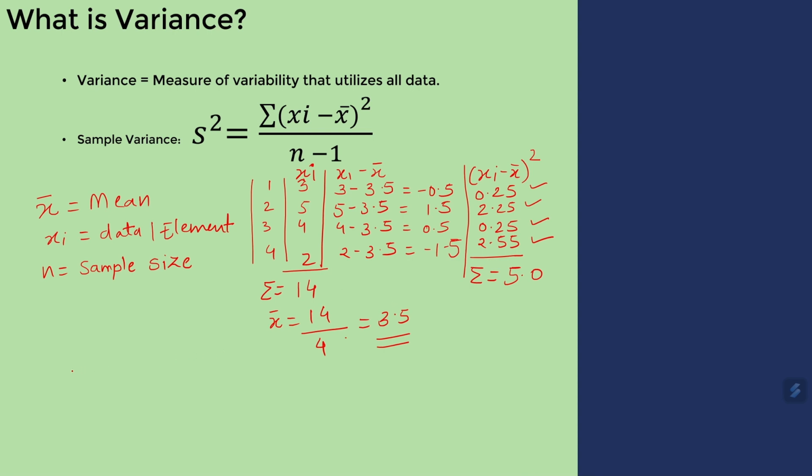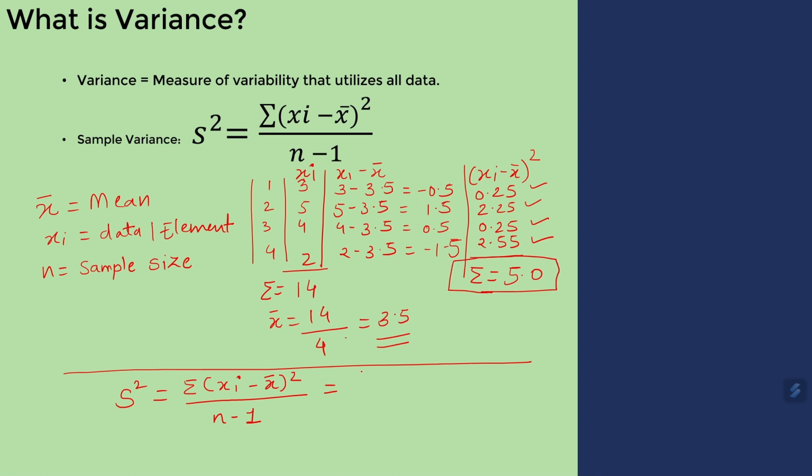Now let's calculate the variance. What is the formula of variance? S square equals the summation of xi minus x bar whole square upon n minus 1. We have our summation calculated as 5.0, and we have the number of samples as 4 minus 1, which is 3. So 5 upon 3 comes as 1.67. This is how we have calculated the variance.